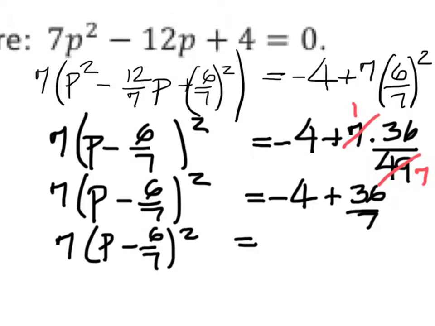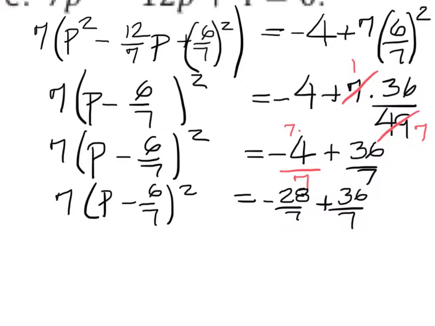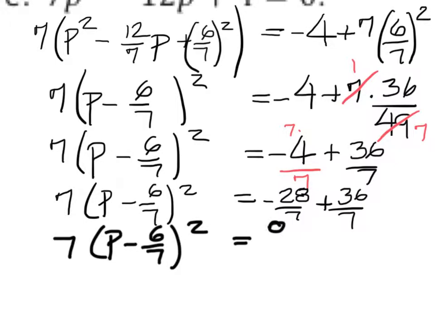If I made this a common denominator of 7, then I would have to multiply this top by a 7. So I would really come out with a negative 28 over 7 and then plus 36 over 7. So again, we keep the left-hand side the same. Negative 28 plus 36 is just 8. So we end up with that.